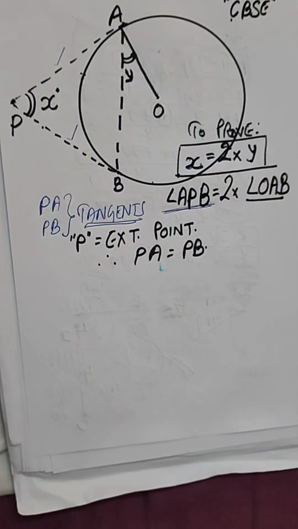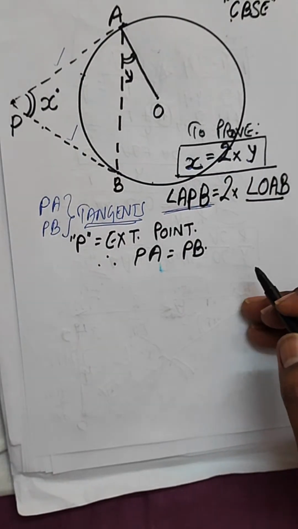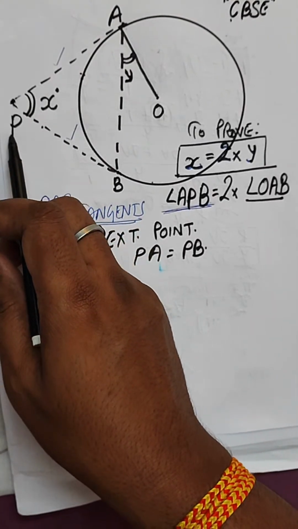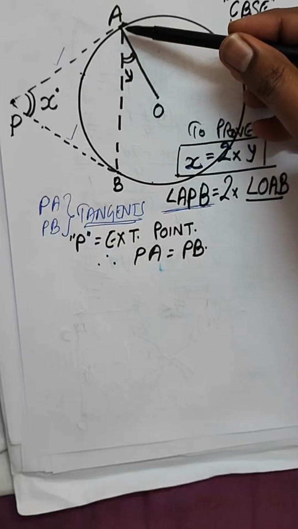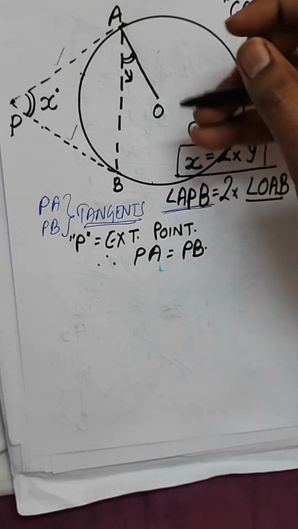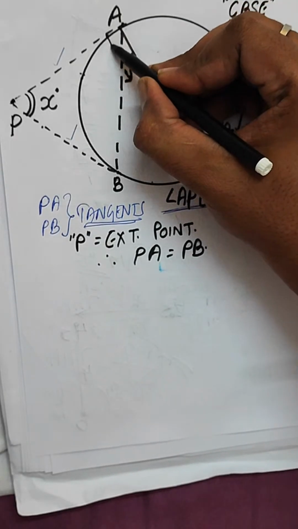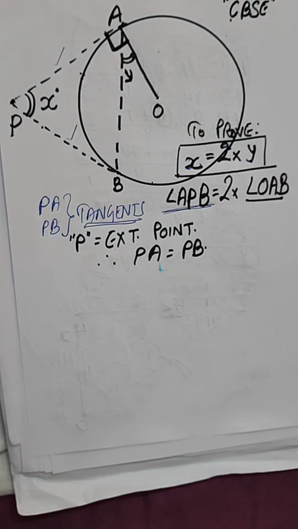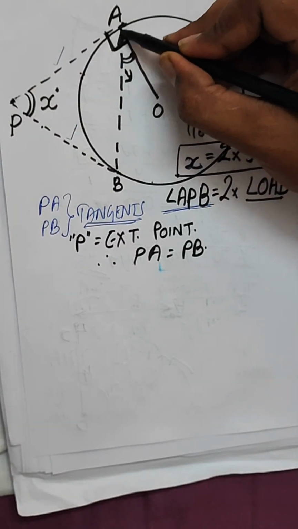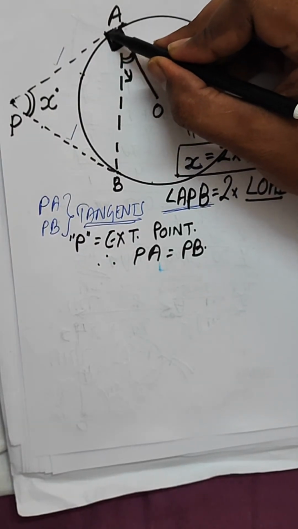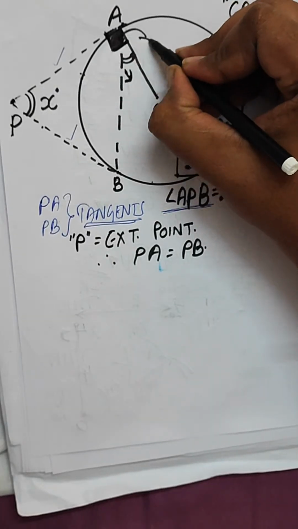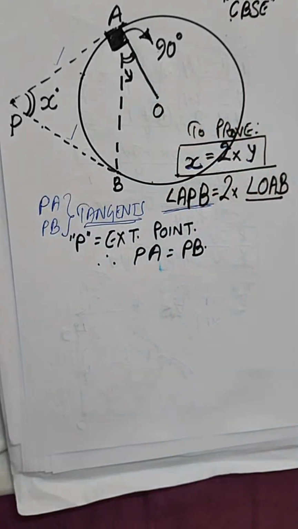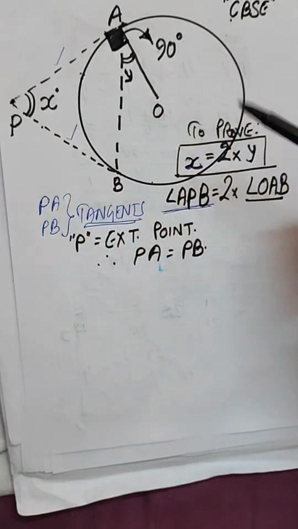Now, since the tangents are drawn from the external point P and touch the circle at A and B, they make an angle of 90 degrees where they touch the circle. So this angle will be 90 degrees, being PA a tangent. Just make a note of it, we will be using this.